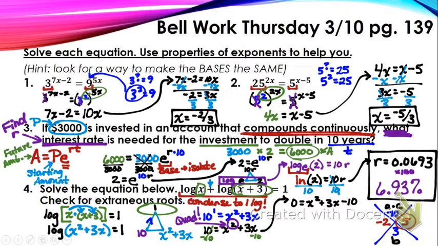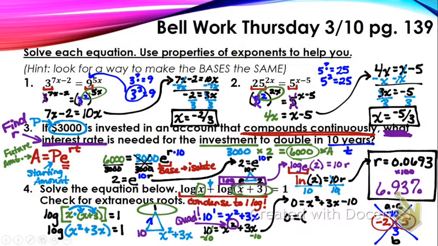Can I use my shortcut on this, or do I have to draw the box, the area model? You can use your shortcut. I can use my shortcut. Why can I use the shortcut? The a value is 1. In front of the x squared, it's just a 1. Whenever that's the case, I can get away with the shortcut.